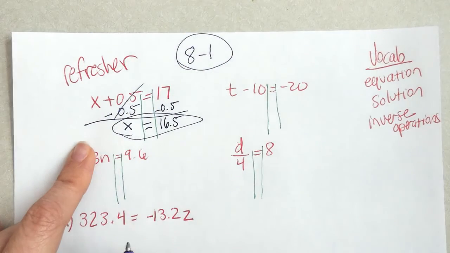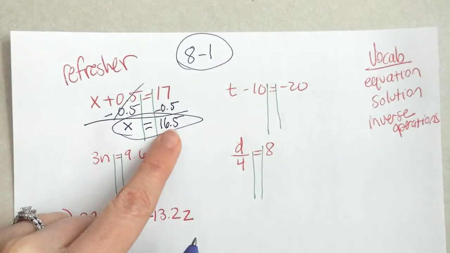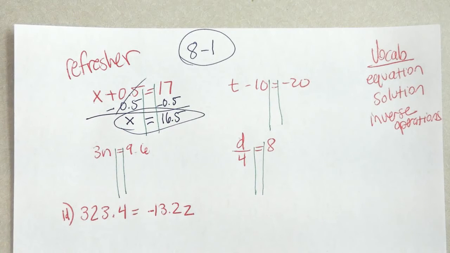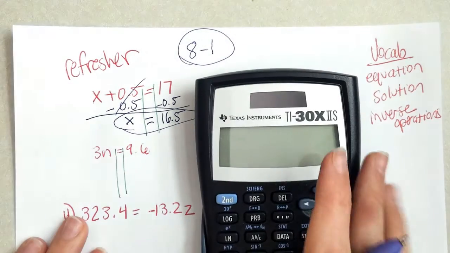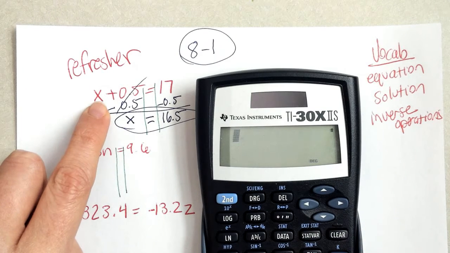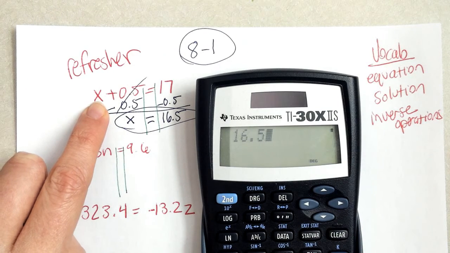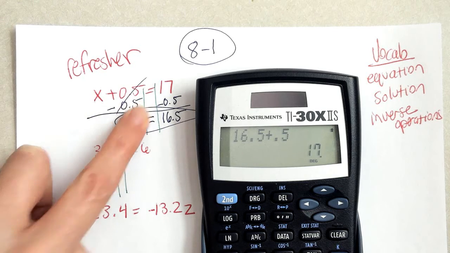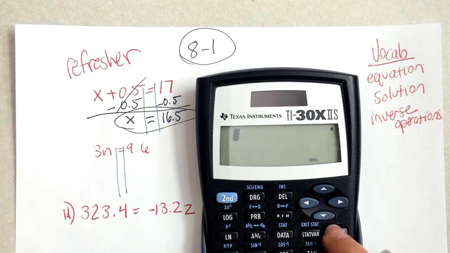That's our answer. One good thing about this is you can always double check by plugging that value back in for x. You wouldn't even have to write it out if you don't want to, but if I use my calculator and I say, okay, x, we found it, 16.5 plus that 1/2, did it equal 17? Yep, so I know my answer is correct.